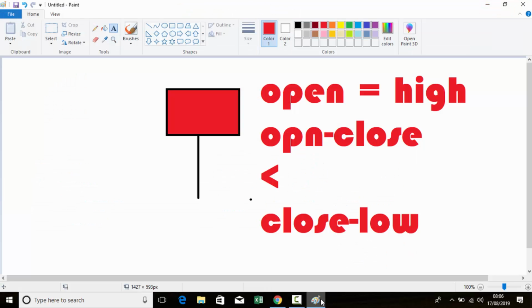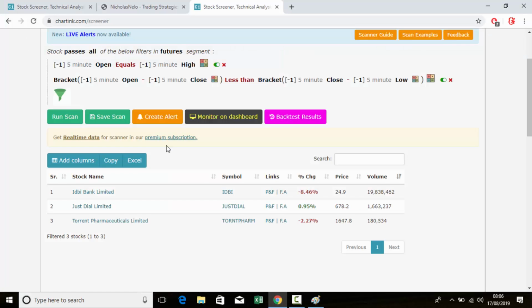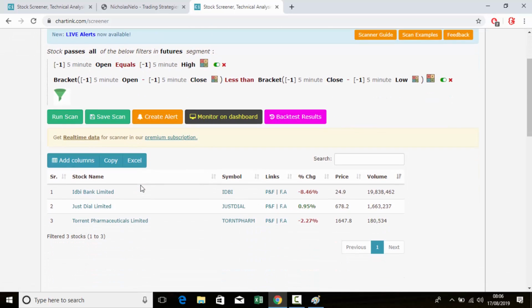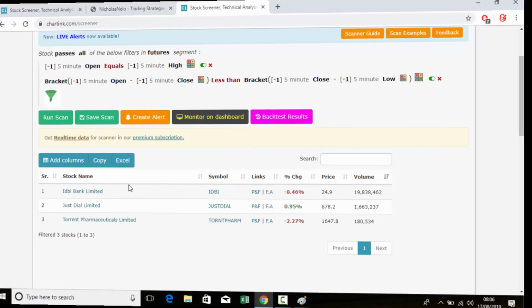And if you want any other candlestick pattern, first you draw the pattern here and apply the conditions, note down the condition. Then the same condition, if you apply here in charting.com, you will get the exact result. Okay, so hope you got some idea about how to make a scanner.